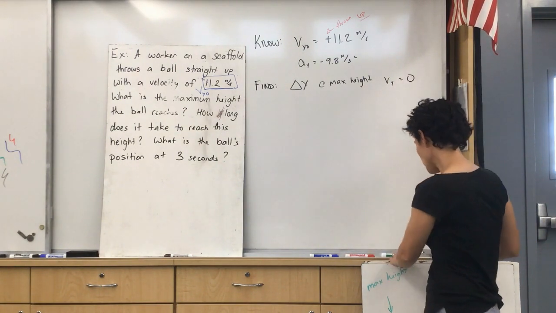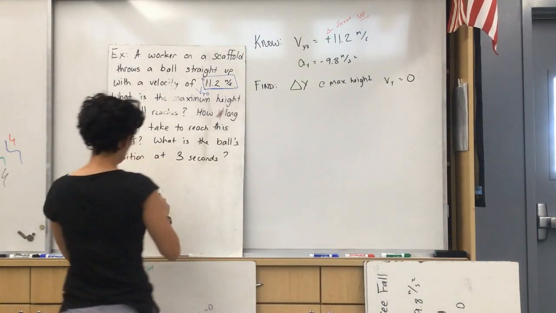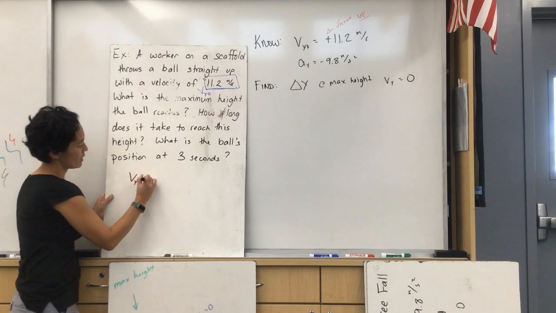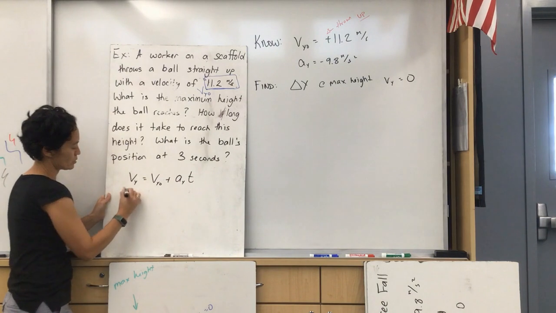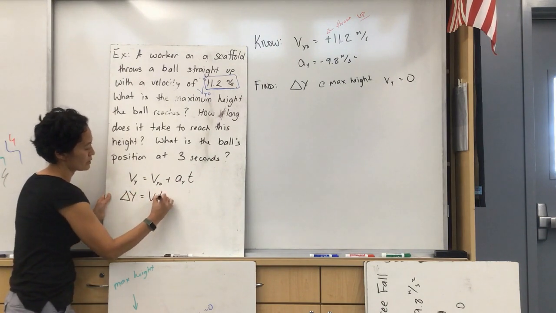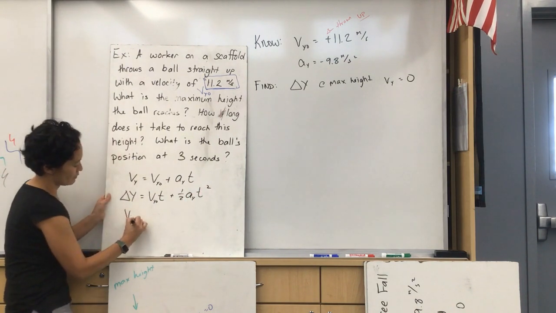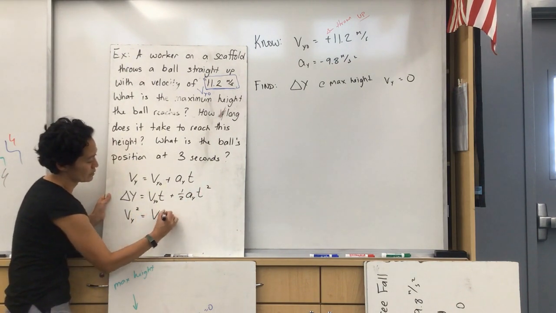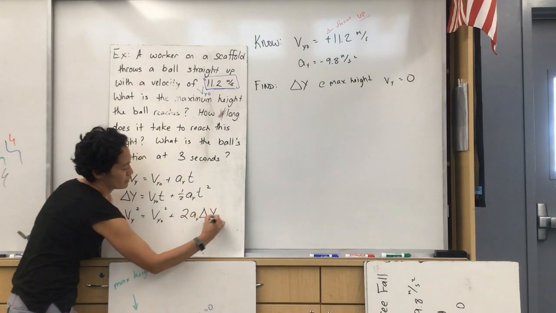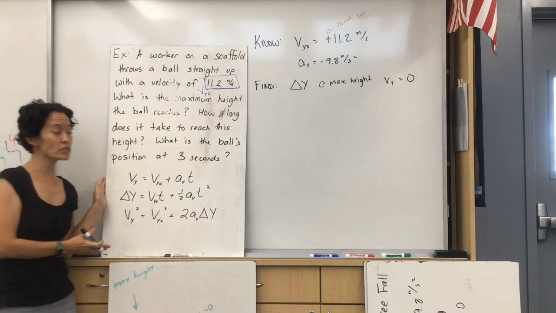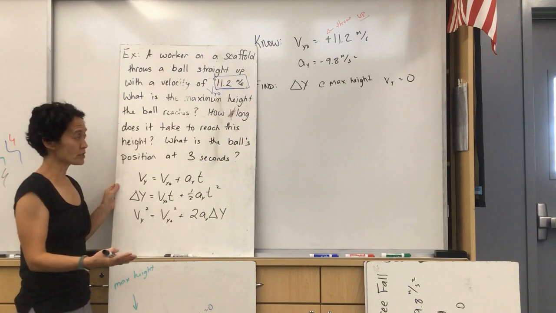So let's think back to our kinematic equations. Let me bring this up here. Actually, I'm just going to write them here. We know Vy is equal to Vy naught plus AY t. We know delta y is equal to Vy naught t plus 1/2 AY t squared, and we know Vy squared is equal to Vy naught squared plus 2 AY delta y. So these are our three equations that show us how objects will move if there's a constant acceleration.